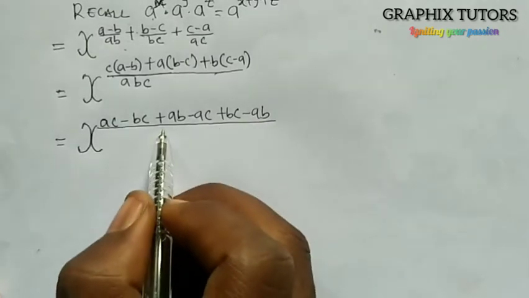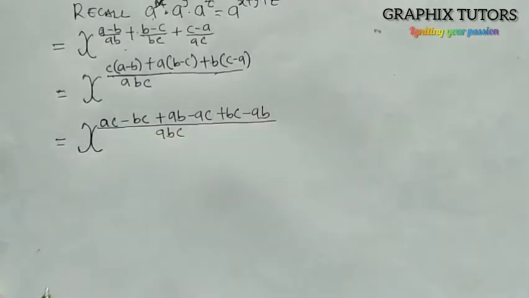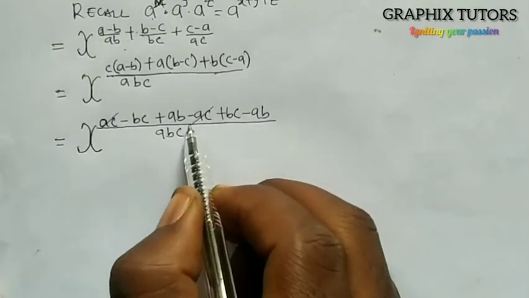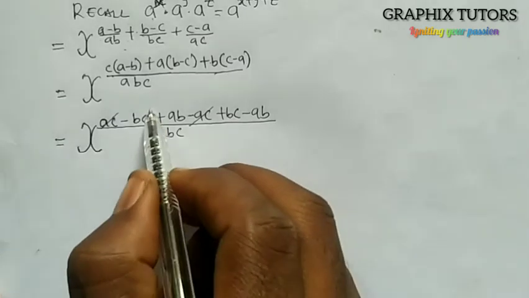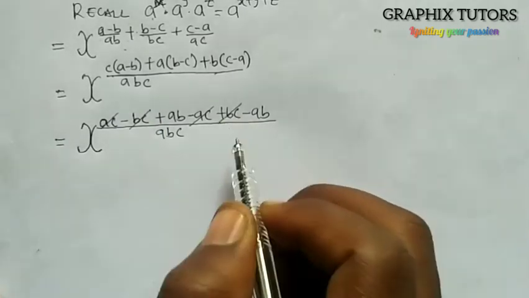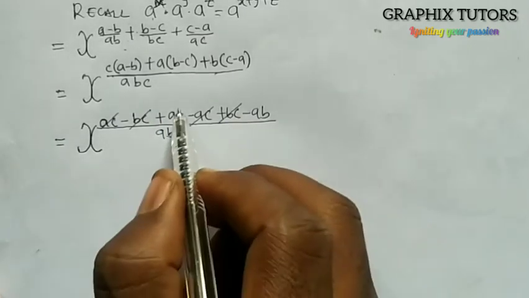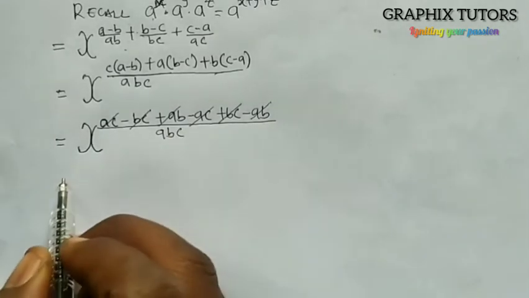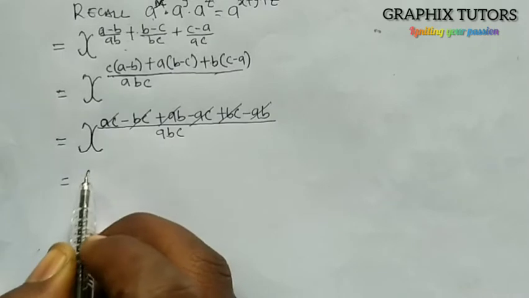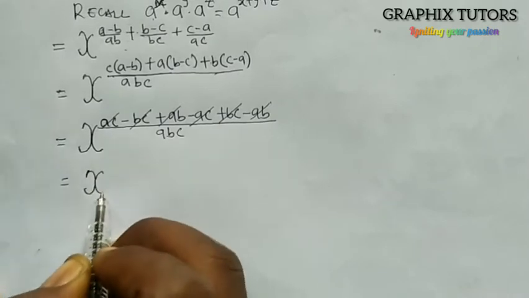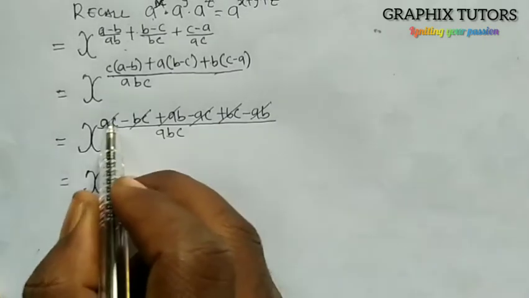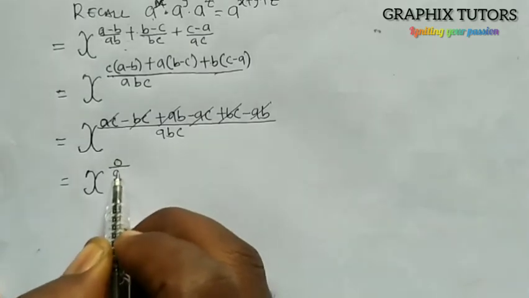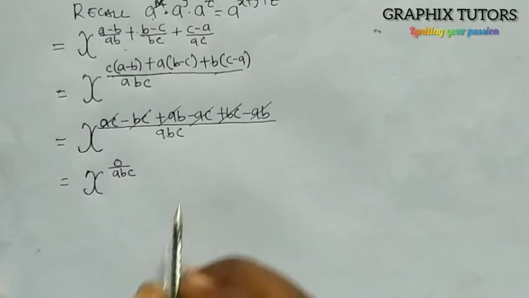Everything all over ABC. Now if you look at it, I have a positive AC here and a negative AC will equate. I have a negative BC here and a positive BC will equate. And I'm having AB here and minus AB here. So in the long run, I am going to be having x to the power of everything here giving me 0. So I'll be having 0 all over ABC.